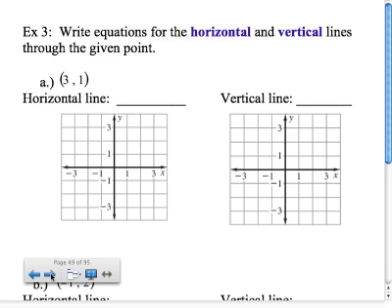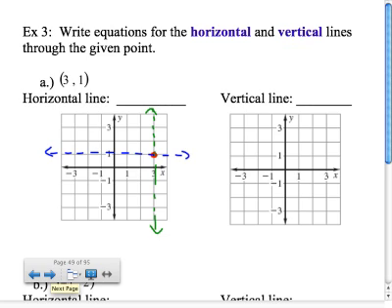It says write equations for the horizontal and vertical lines through the given point. First of all, let's go ahead and graph our given point, (3, 1). So I go over 3, up 1. So there's my given point, the red dot there. And there's exactly one horizontal line and exactly one vertical line that passes through that red point. Your task is to write the equation of each of them.